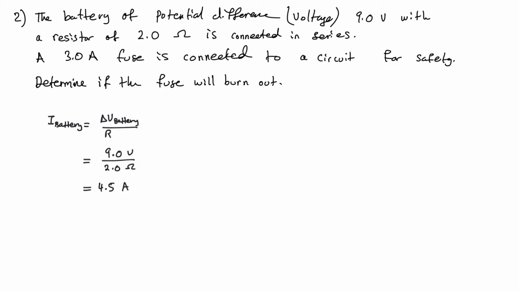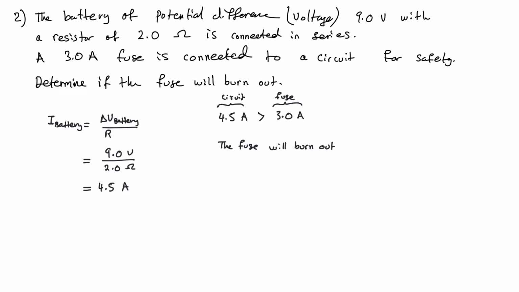And we can see that the current that's going across the battery or across the whole circuit is larger than, actually, the way I'm going to write this, I'm going to write that 4.5 amps is larger than 3 amps, and this is just the fuse. This is what the fuse allows. This is what the circuit has. And therefore, because it's larger, the fuse is going to burn out. So I'll write that down.